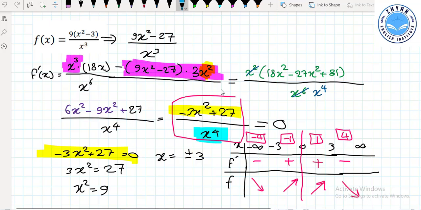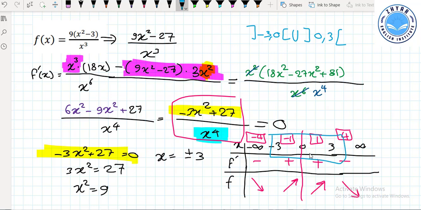Now intervals of increasing are from -3 to 0, union with 0 until 3. Never write these as one interval, because 0 inside this interval makes the function and the derivative undefined. So 0 should not be in the interval. So I wrote it as 2 pieces, and these 2 pieces ignore 0. This one says from -3 until 0, 0 not included. This one says from 0 until 3, 0 not included. This is the interval of increasing.